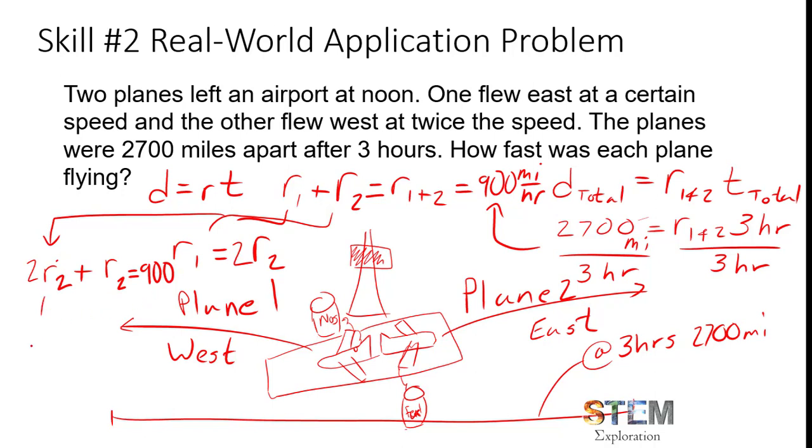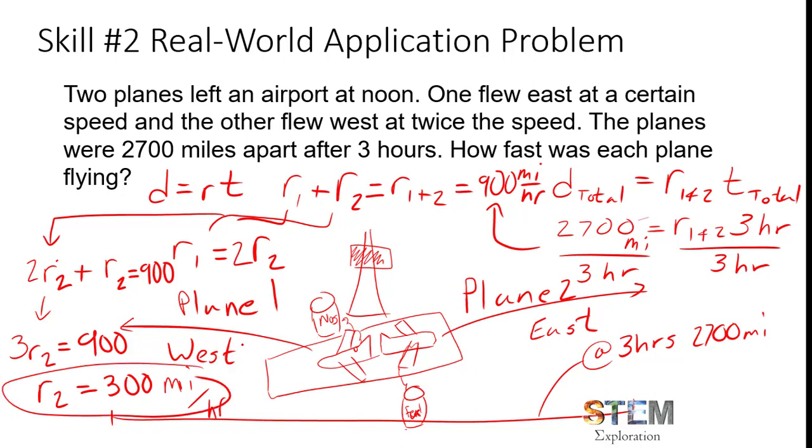And then we can say something like 3R2 is equal to 900, and eventually derive out that R2 is equal to 300. And we'll see that the plane flying east is going 300 miles an hour, and the plane flying west must be flying 600 miles an hour.